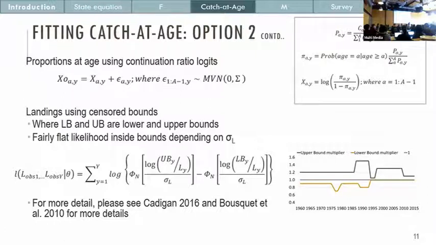So for the censored bounds, you fit to the bounds themselves as the data and not to the landings. In the bottom right corner, you can see this plot where it shows the landings multipliers. So this is the lower bound, for example, and then above is the true, and then one is just where it is.